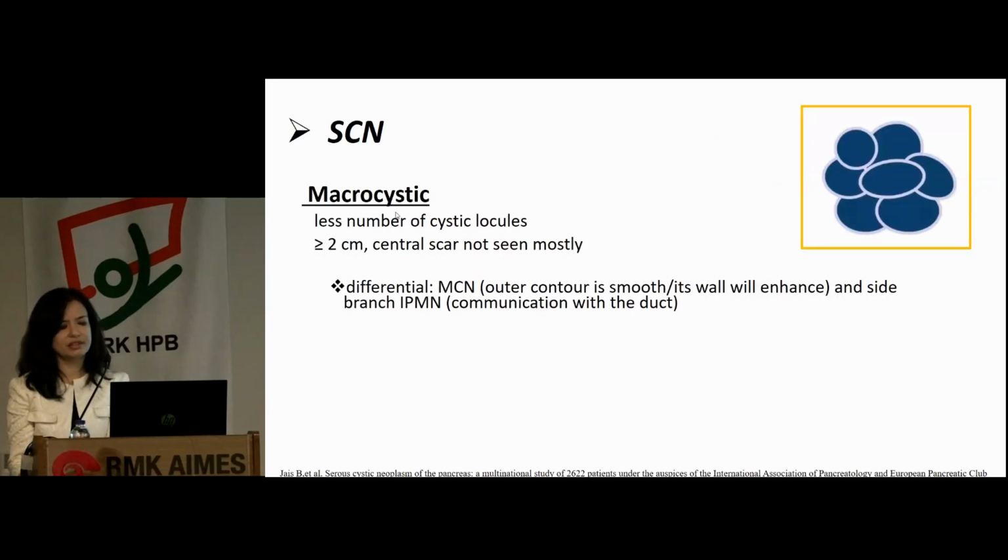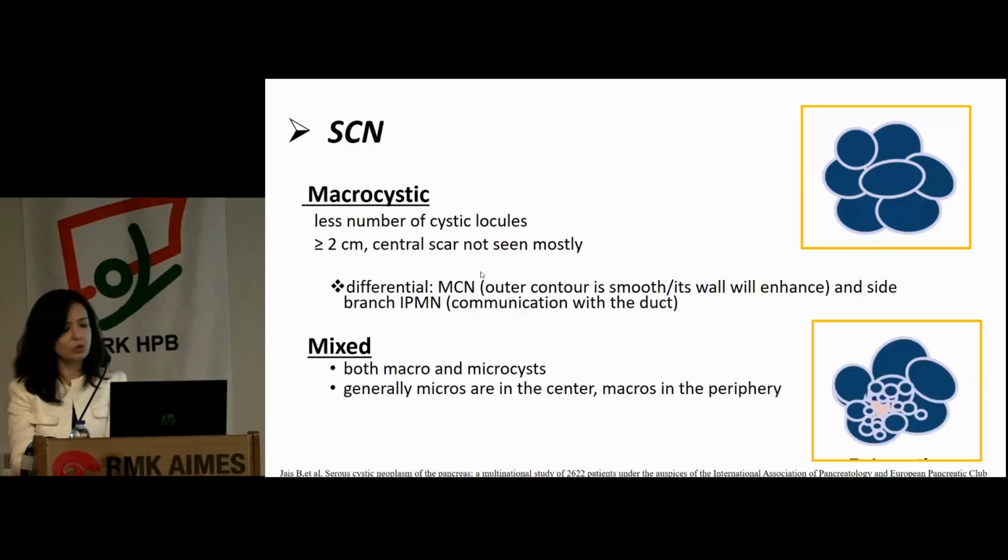In the macrocystic variant, please note that the outer contours are lobulated. There are fewer, larger cystic locules. It will closely mimic MCN. What are the differences? The outer contour of MCN will be smooth. The outer contour of SCN will be lobulated. And also after contrast material administration, one will see contrast enhancement in the wall of the MCN, different from SCN. These minor differences help us in the differential, and there will be no ductal communication. There is also the mixed subtype where one will see macros and micros at the same time.